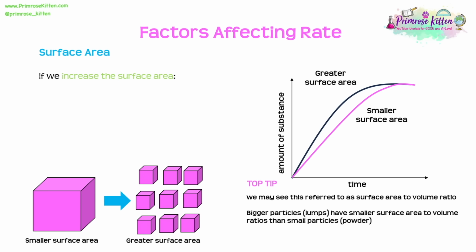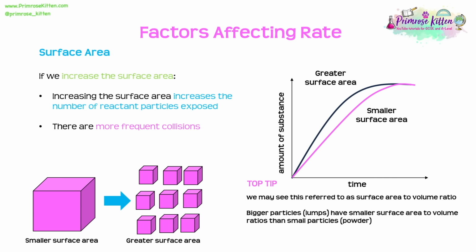Now the reason for this is if we increase the surface area, like we have when we have this powder, we increase the number of reactant particles exposed. Now as a result of that, because there's more exposed, there's going to be more frequent collisions again, and therefore the rate of reaction will increase.